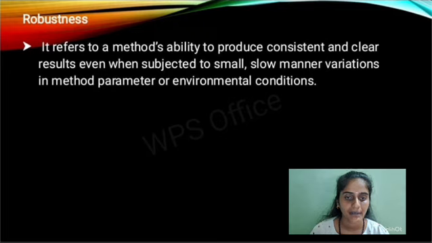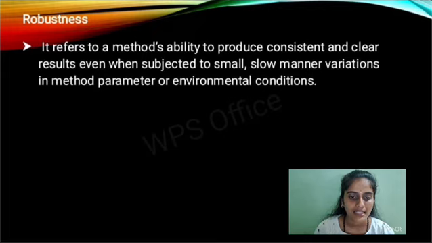It refers to a method's ability to produce consistent and reliable results even when subjected to small, deliberate variations in method parameters or environmental conditions. Example: in chromatography, variation in mobile phase flow rate or column temperature might be tested to assess robustness.